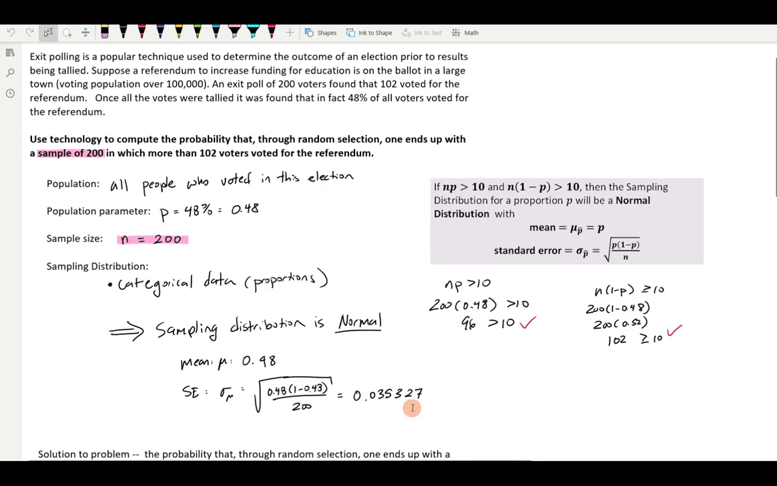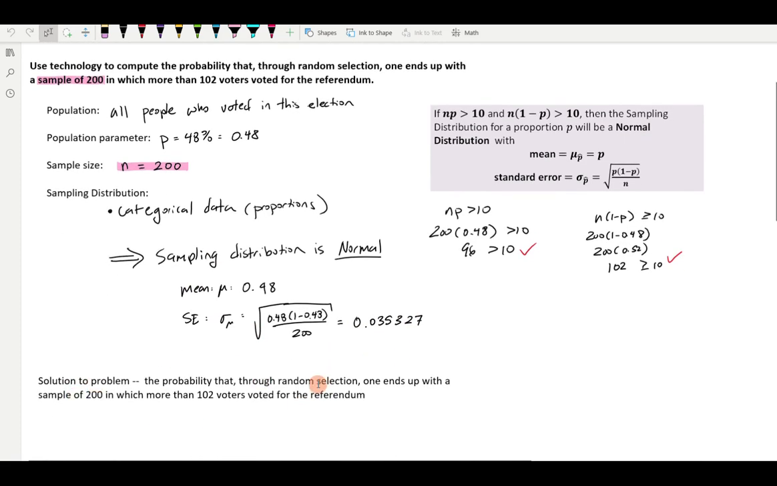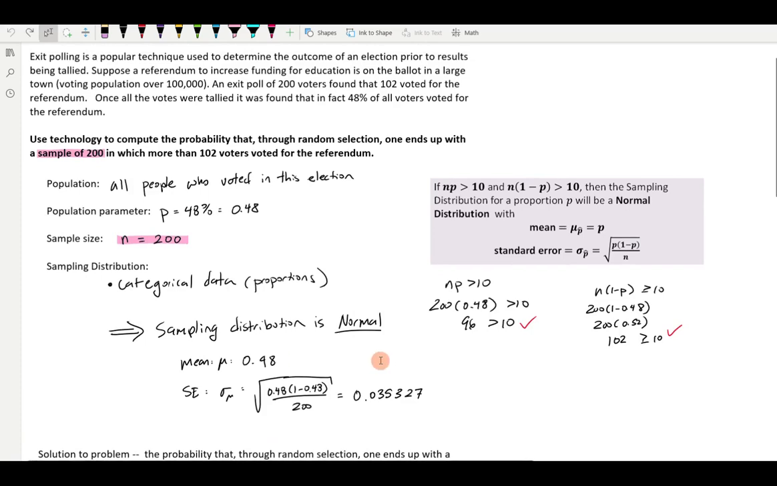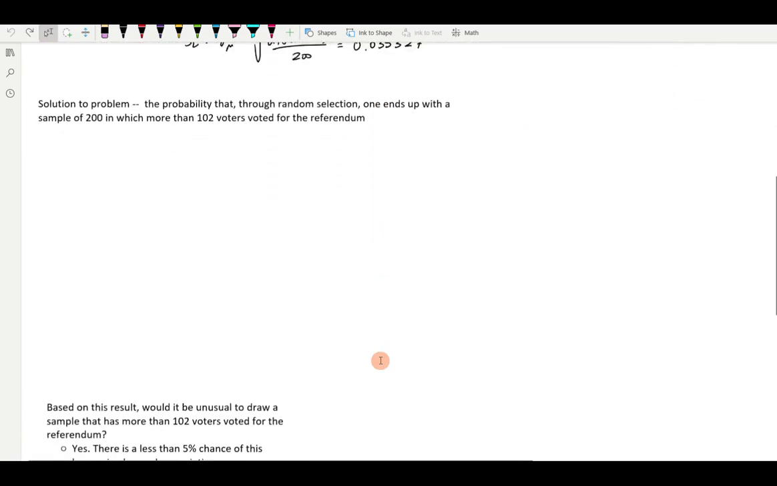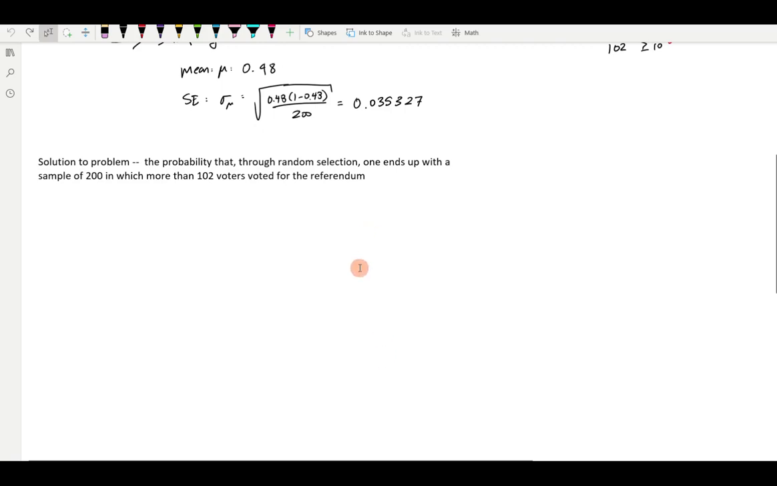Now that we've got our sampling distribution, we can use it to actually solve the problem. So we want to find the probability that through random selection, we ended up with a sample of 200 in which more than 102 voters voted for the referendum. This information that we have right here is a sample statistic. It is telling us that for our sample in particular, we found that 102 voters out of all 200 voters had voted for the referendum. 102 divided by 200 is 0.51. That is our sample statistic.